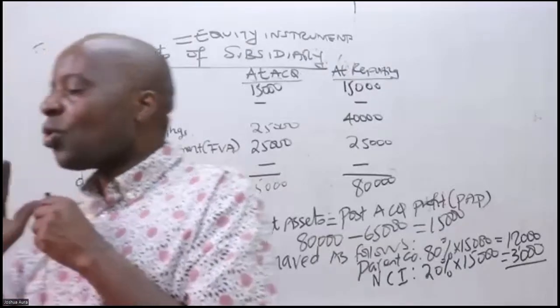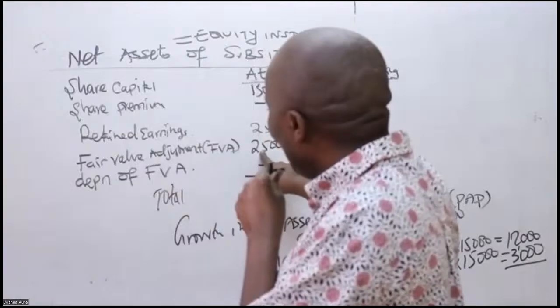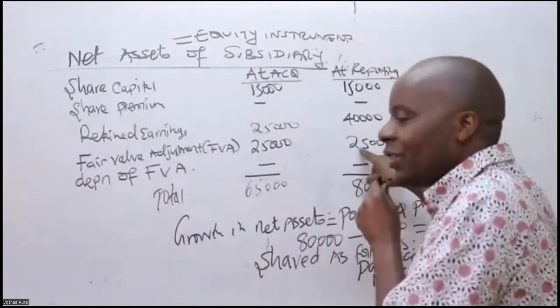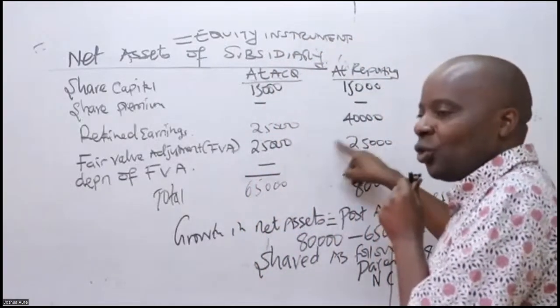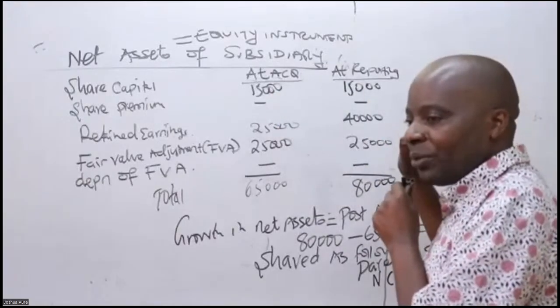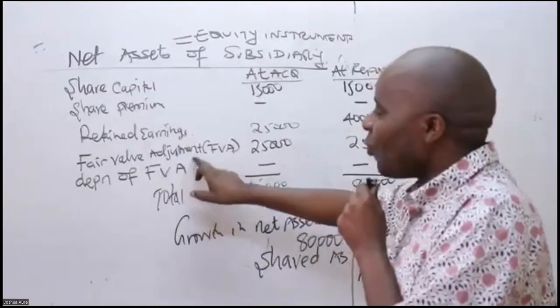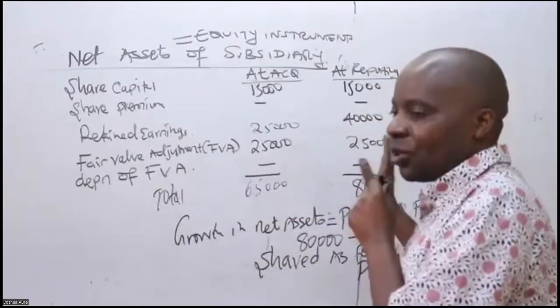One thing you're supposed to know is that the fair value adjustment, the one that you have here, will always be the same as the value that you have here. The two, just like share capital, they must always be the same. And because this was land, depreciation for land is always zero.